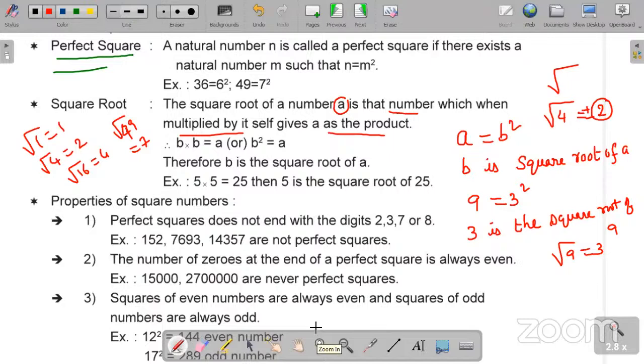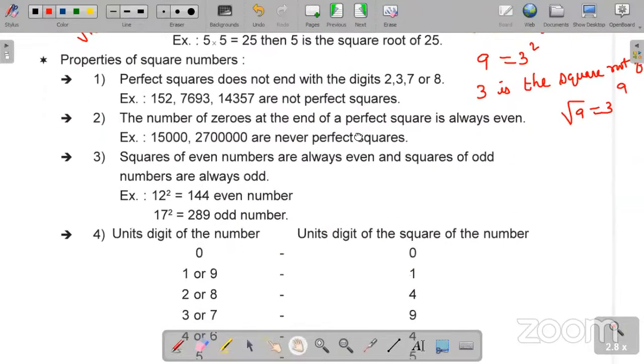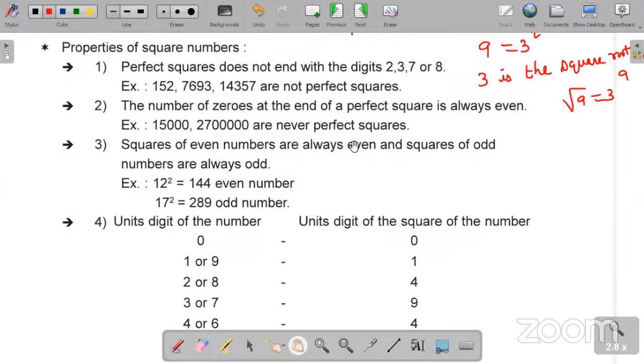And one more thing you must remember, my dear students: important properties of square numbers. Please try to concentrate on this one. This is very, very important, because problems based on this will be given in the NMMS examination or any entrance exam. Not only NMMS, it will be useful for you throughout your life also.